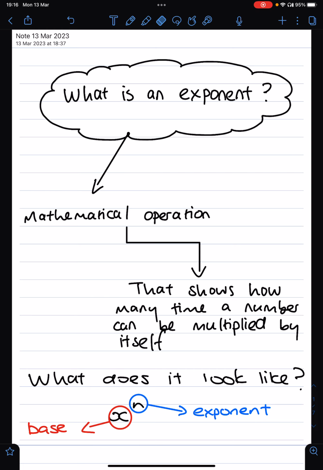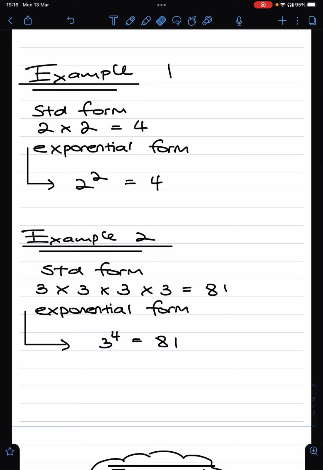Okay, let's explain this a bit further with a couple of examples. If we look at example 1, we have our standard form, 2 times 2 equals 4, but if we were to put it into the exponential form, we would then have 2 to the power of 2, which is equal to 4. The exponent over here is simply counting the number of times 2 is displayed in the standard form. So for example 1, there were two 2's, and therefore the exponent is 2.